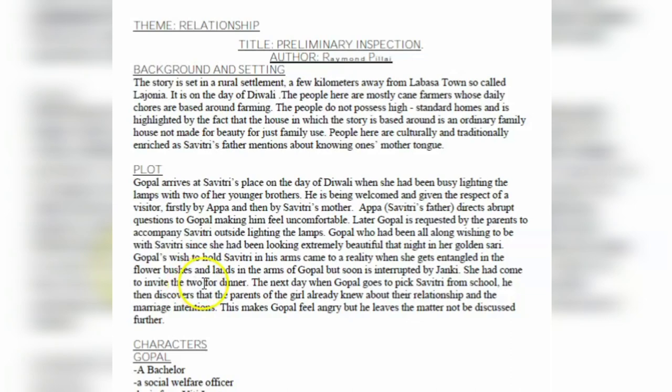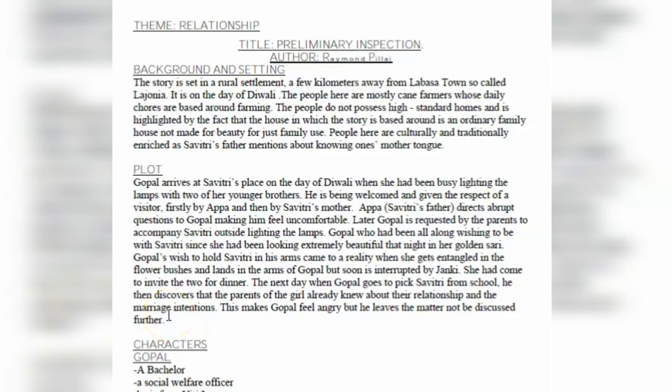The next day, when Gopal goes to pick Savitri up from school, he discovers that Savitri's parents already knew about the relationship and the marriage intentions. This makes Gopal feel angry, but he leaves the matter not to be discussed further. Okay, that is just very briefly.